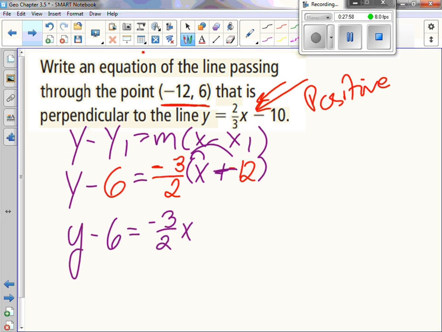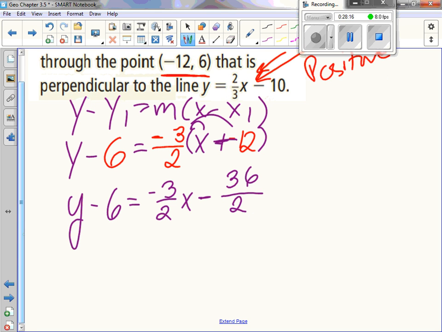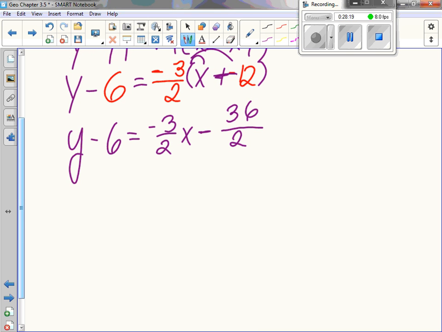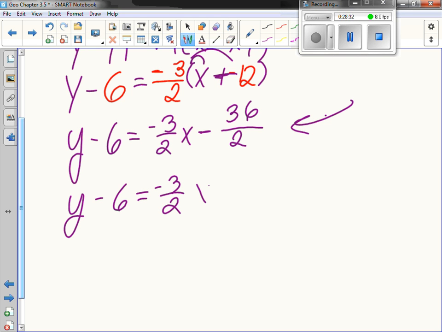Now we have to do negative 3/2 times 12. Well, negative times a positive would be a negative. 3 times 12 would be 36 over 2. Any questions on how we got to this point here? Can I simplify 36/2? What would that be? It would be 18. So we have negative 3/2 x minus 18.